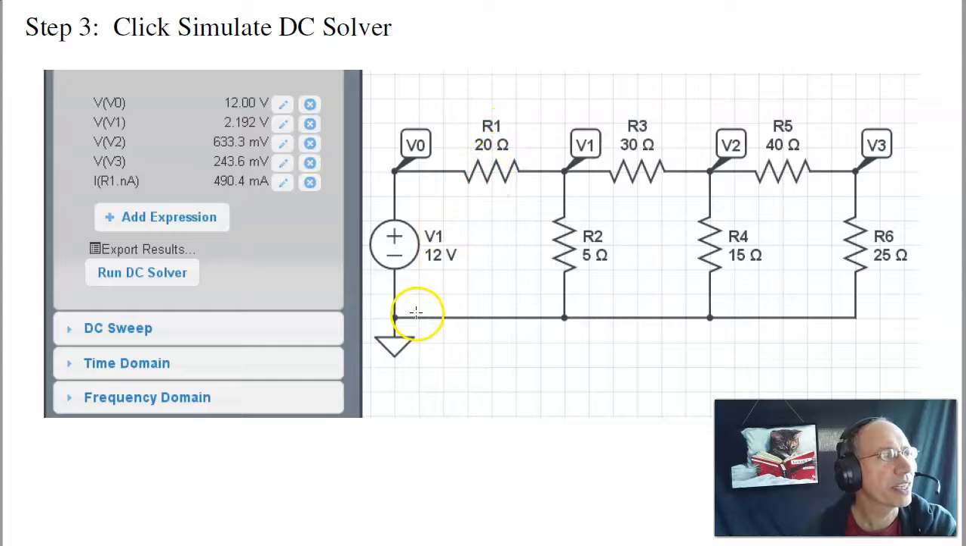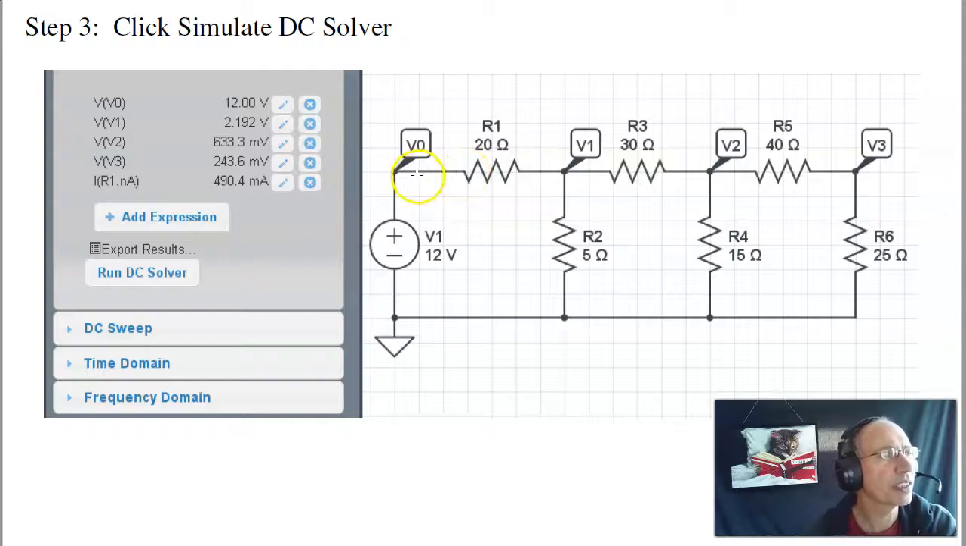Once I have the connections, I can now go to a DC solver and add expression. Let's add V0, V1, V2, and V3, and then run DC solver. That'll tell me what the answer is. From the answer, I can now find the resistance. If I click on this wire right here, it tells me the current. That's 490 milliamps. 12 volts over 490 milliamps gives you the 24 ohms.